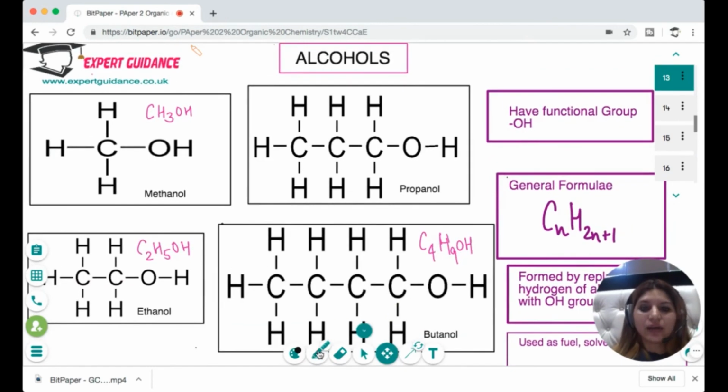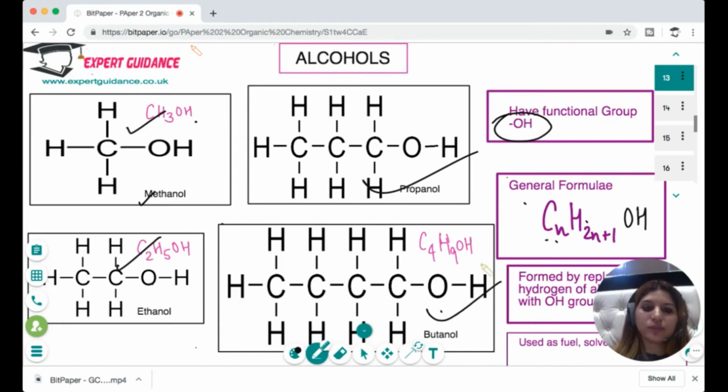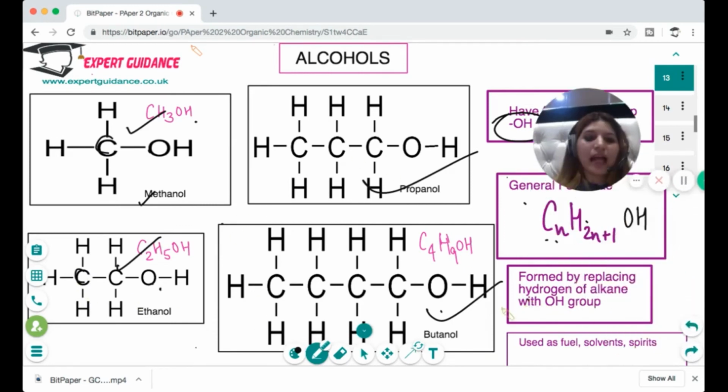Next is alcohols. Alcohols have the functional group OH. The general formula is CnH2n+1OH. If you take n as 1, the first carbon is methanol, CH3OH. Two carbons is ethanol, three carbons is propanol, four carbons is butanol. So you have one carbon with OH and then 3 hydrogens, two carbons with OH, and fill the rest of the valencies with hydrogen. And alcohols are used as fuels, solvents, and spirits.